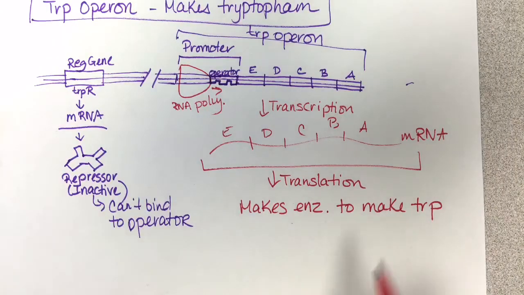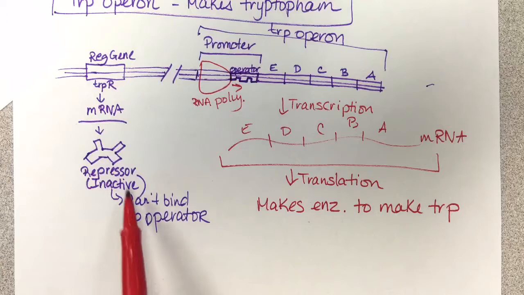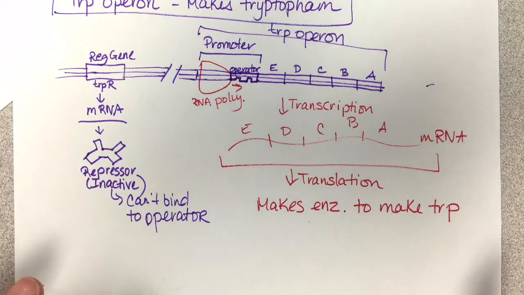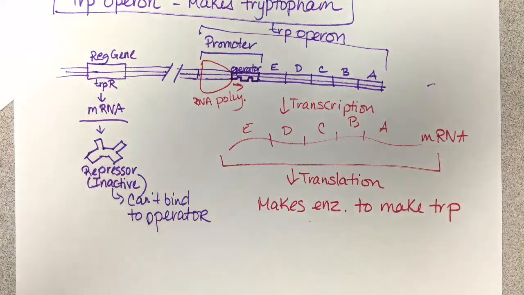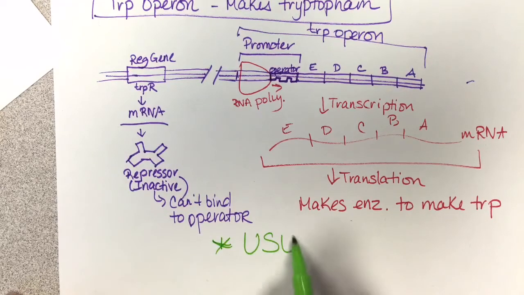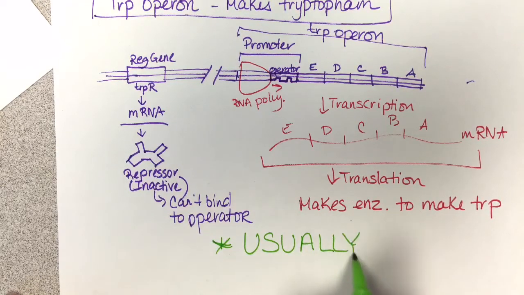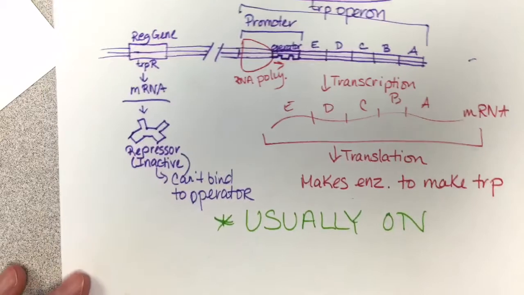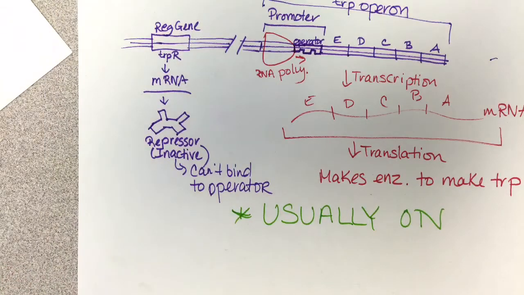And so because the repressor is made in the inactive state, is this operon always on or always off, as it stands right now? It's always on. So it's usually on here, which means then it is able to be repressed or is able to be stopped.